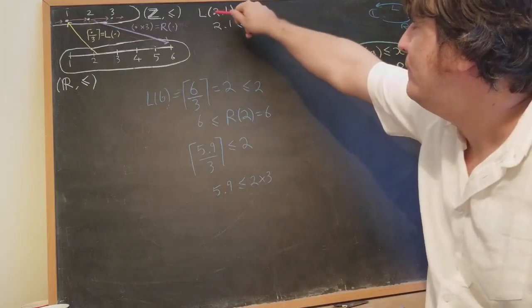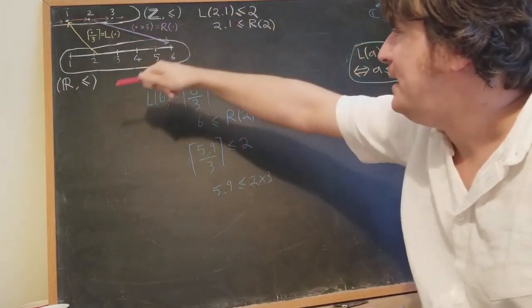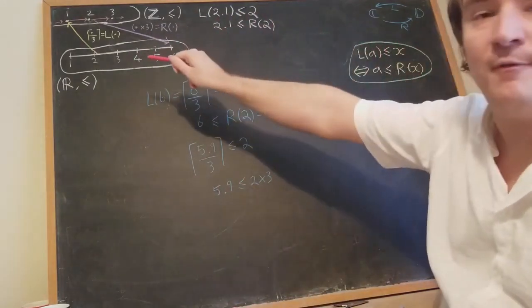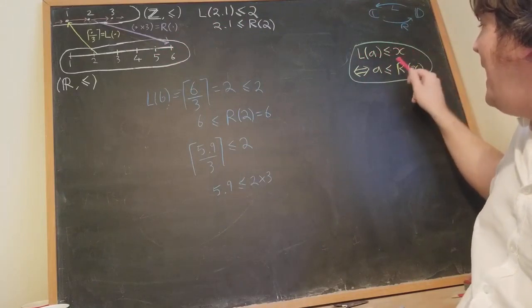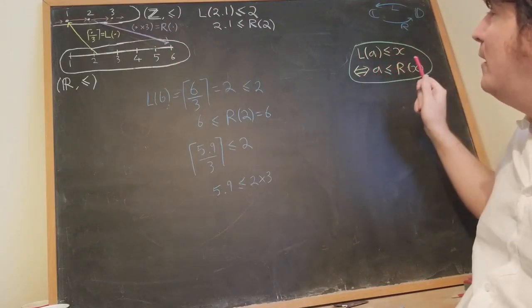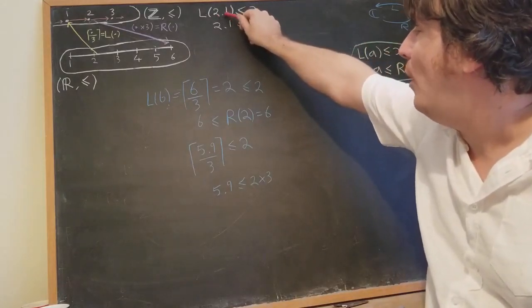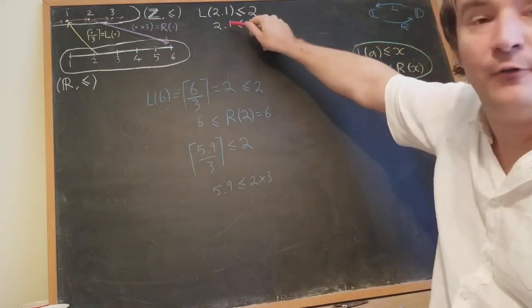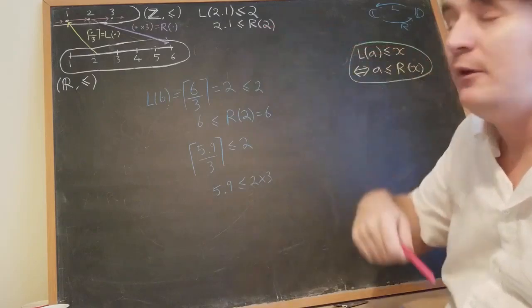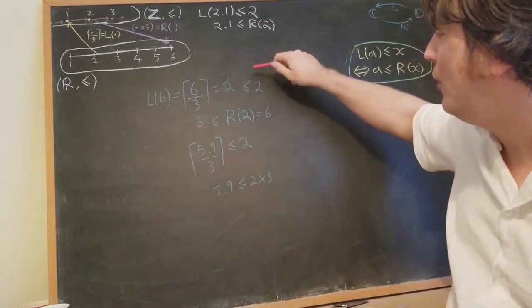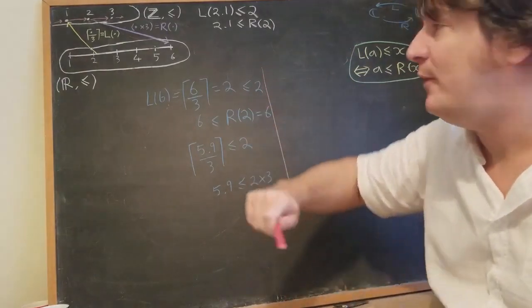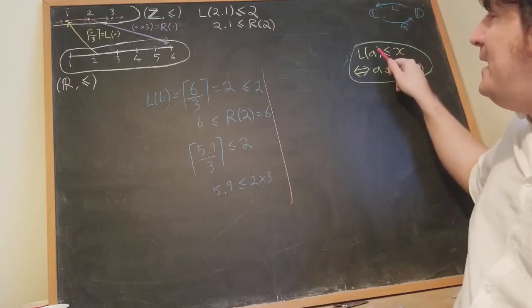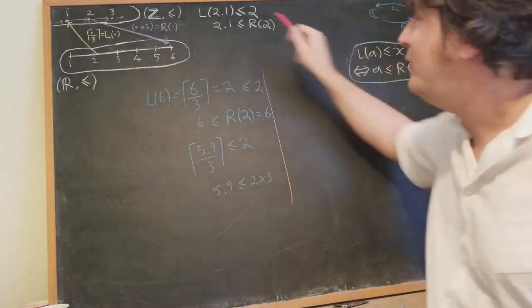And we can see from this that these might be adjoint functors to one another. What we really want is for this condition to hold in order for L to be the left adjoint to R: L of A is less than or equal to X if and only if A is less than or equal to R of X. Here's an example. When A is 2.1, L of A is 1, and 1 is less than or equal to 2, and also 2.1 is less than or equal to R of 2, which is 3 times 2, which is 6. I've done a couple of other examples here, so I'll leave it to you to convince yourself that this statement holds true for any A in this category and for any X in this category.